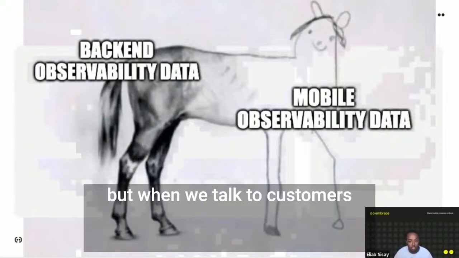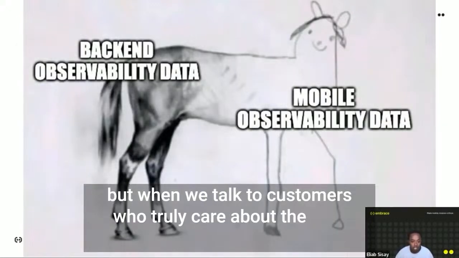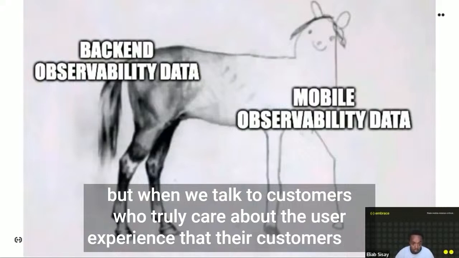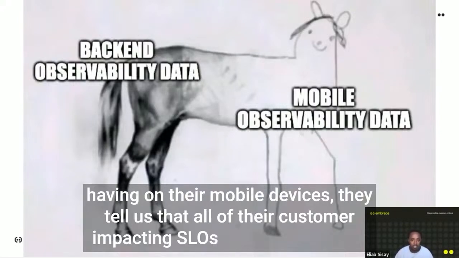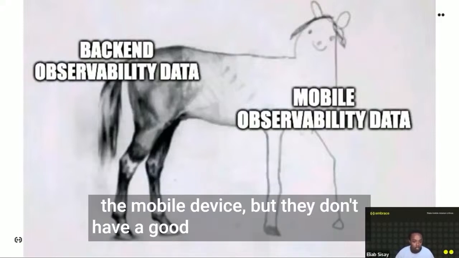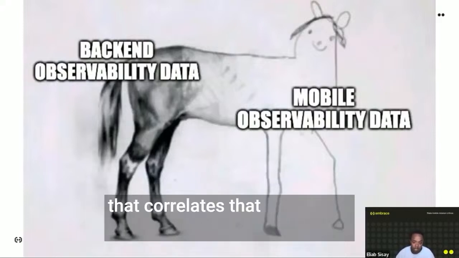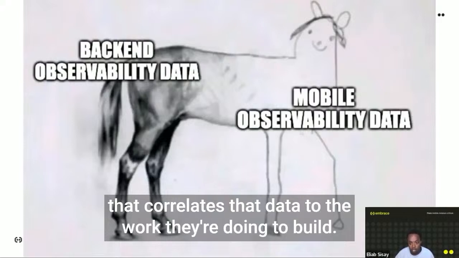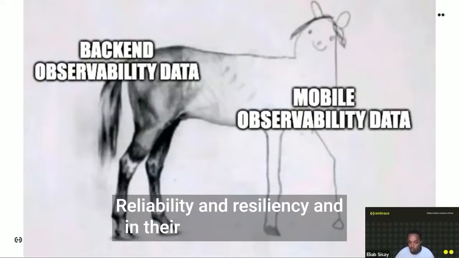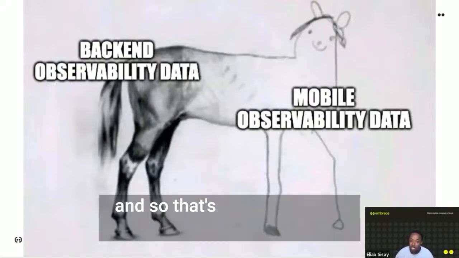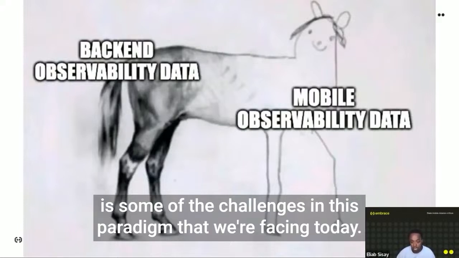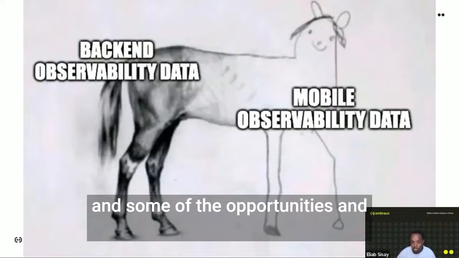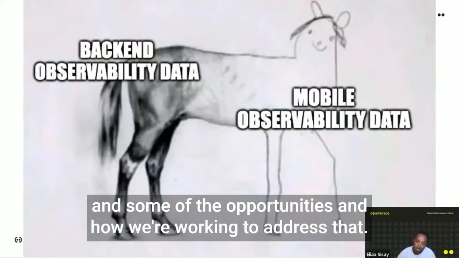But when we talk to customers who truly care about the user experience that their customers are having on their mobile devices, they tell us that all of their customer impacting SLOs are directly tied to the mobile device, but they don't have a good source of information that correlates that data to the work they're doing to build reliability and resiliency in their backend systems. And so that's what Hanson's going to be talking about: some of the challenges in this paradigm that we're facing today, and some of the opportunities and how we're working to address that.